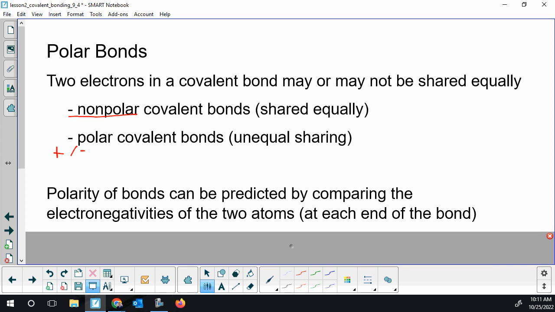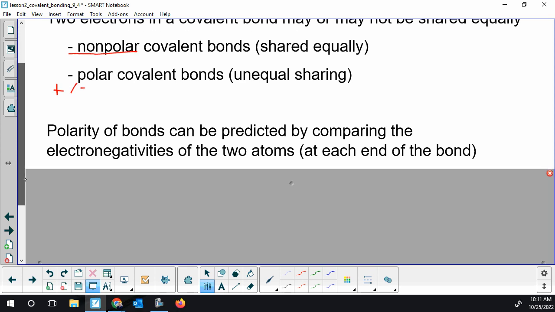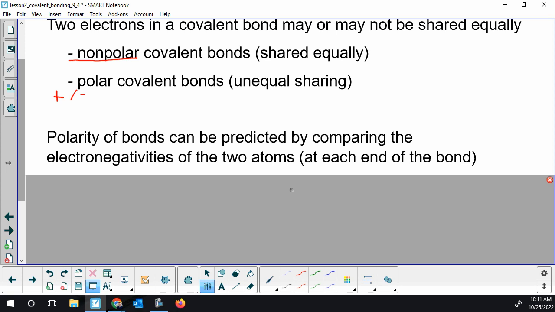So how do we predict this sharing? With candy, you expect the older kid, the bigger kid, gets more candy. In chemistry, one of the atoms has a greater attraction for electrons. Now, we talked about electron affinity already, but we have a different measure. It's the same concept. But it's called electronegativity, a value for how strongly an atom attracts electrons. So bond polarity can be predicted by comparing the electronegativity of 2 atoms.